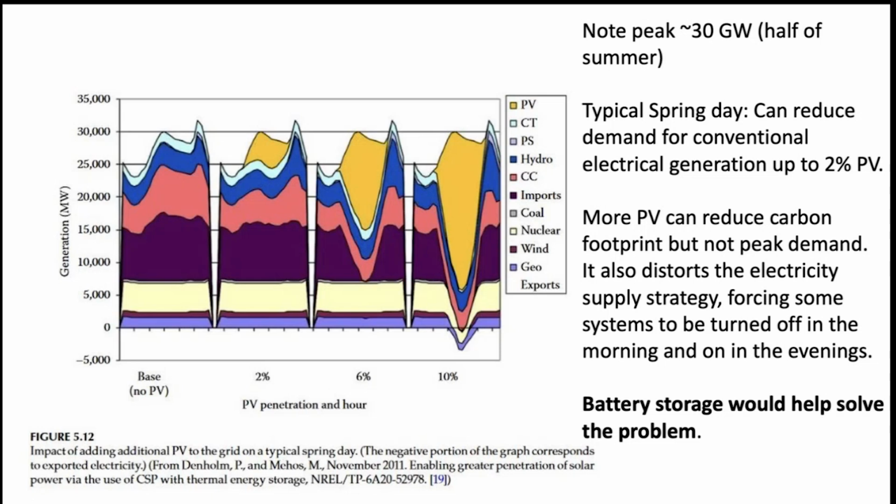So battery storage would help solve this problem. If we could take some of this, or a lot of it, and put it in batteries and then discharge that at peak times after the sun goes down, the problem would be fixed. And that's part of what's happening with the battery market.